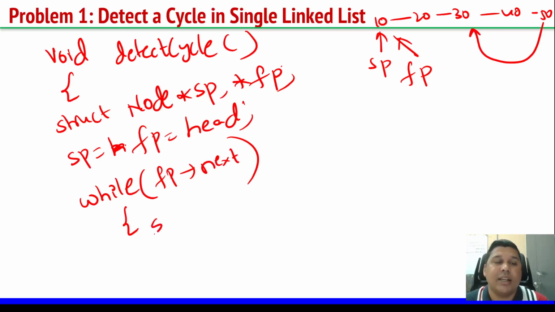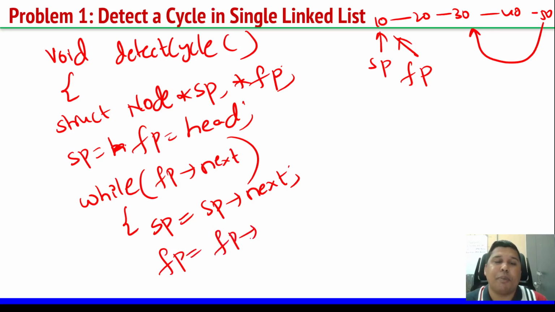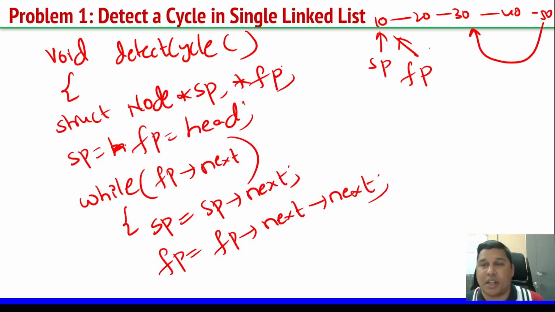What do I have to do here? SP equal to SP next, and the fast pointer FP equal to FP of next. So the slow pointer is going one step ahead and the fast pointer is moving faster, two steps ahead. After doing this, I will continue the code here.